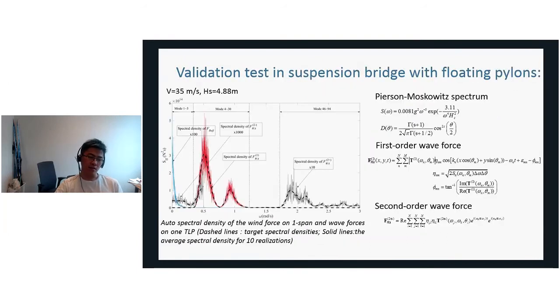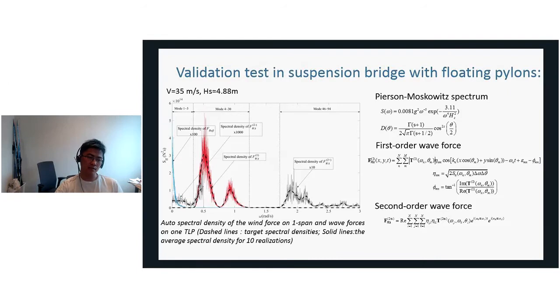We also did the validation test in the case study of the floating suspension bridge, using the same wind spectra as in the Hardanger bridge case. The PM spectrum is used to generate the wave field, and we also show how to calculate the time series of the first and second order wave excitation forces. Here I plotted the auto spectral density of the wind force on one spine and the wave force on one TRP. The dashed lines are the target spectral density, and the solid lines are the average spectral density for 10 realizations. The wind force and the second order difference frequency force are very small compared to the first order wave force, so here we multiply their spectra by 100 and 1000 respectively.